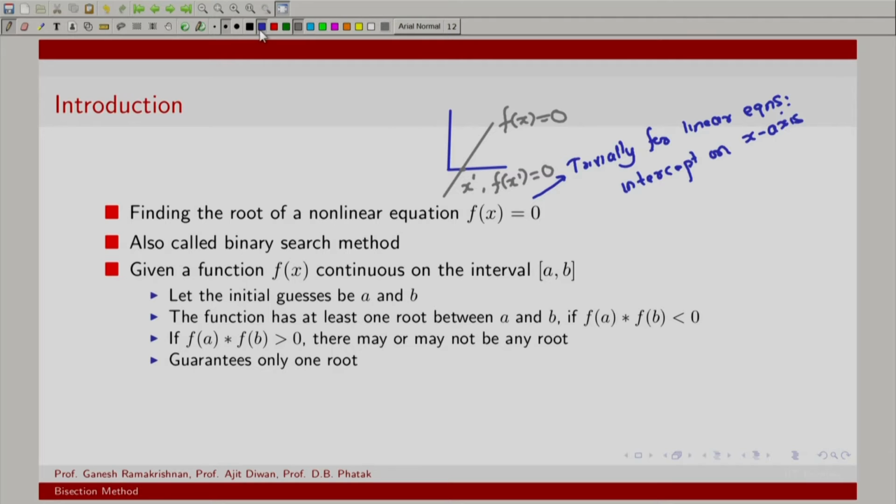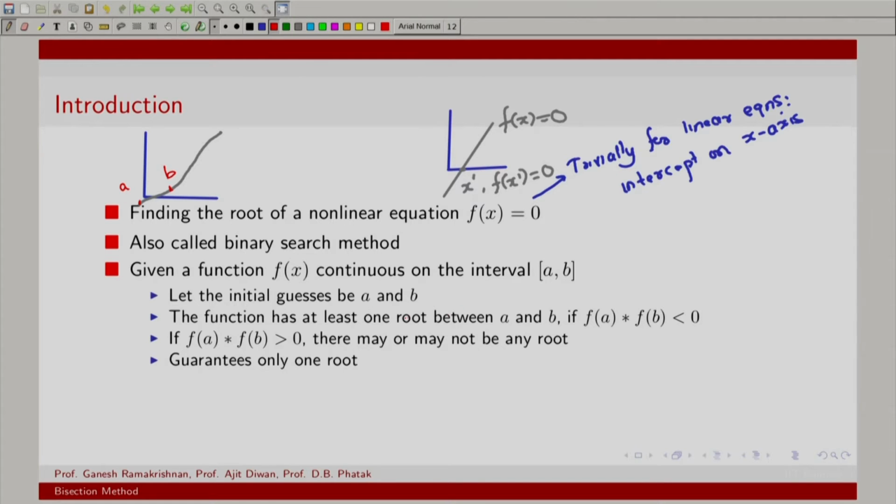However, what do you do when you have nonlinear equations? And here is a depiction for a nonlinear equation. The binary search method basically is an iterative method. Instead of a one shot solution, such as in the case of the x intercept, you start with some 2 points, let us say a point here and a point here, and we will canonically call these points a and b. So, given a function f(x), we will assume that it is continuous on this interval a b. Let us say the initial guesses are a and b.